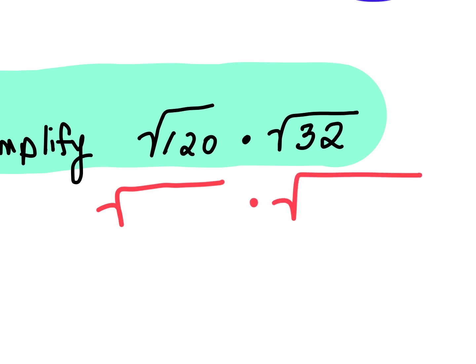All right, 120. What makes up 120? Think about 12. What makes up 12? What's a perfect square that's in 120? 4 and, okay, 4 and 30. That's fine. We might be able to break down 30 later, but just to get it going. And what about 32? 16 and 2. Good.